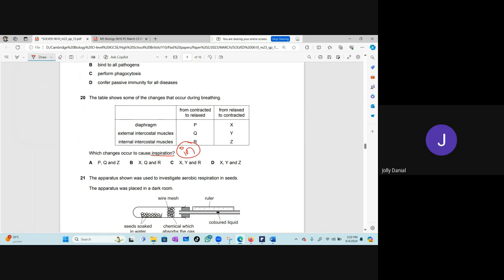C. Yes, you're correct. C. Okay. They're trying to confuse you. They're playing around with words because now we agree that we are breathing in, and the diaphragm and the external intercostal muscles will both contract. So from relaxed to contracted, it will be X and Y, and the internal intercostal muscles will relax. So this will be R. So it's C.